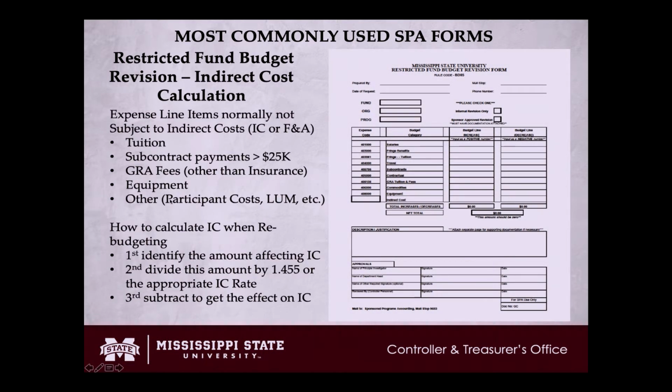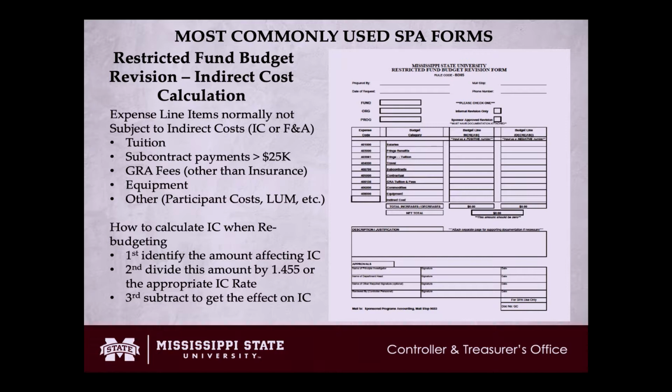So the most common mistake that we see with the budget revision is the computation for the indirect cost, or the impact on indirect cost. I'm going to try my best to help you a little bit with some various examples of how to calculate IC and how to know when it's being affected when you revise your budget.